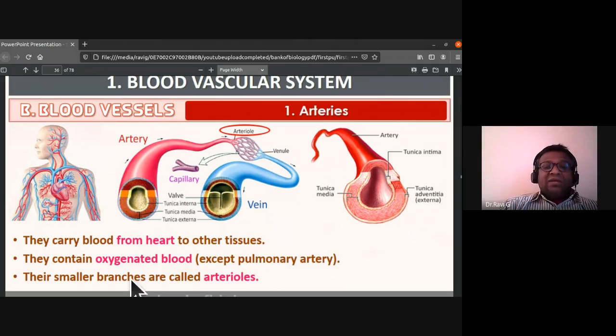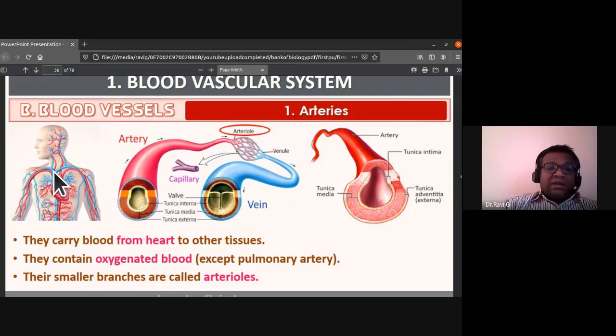They contain oxygenated blood except the pulmonary artery. The arteries carry the oxygenated blood from the heart to other tissues. The smaller branches of an artery we call arterioles. You can see the arteries carry blood from the heart to other tissues, and they contain oxygenated blood. All these red colored parts are the arteries with arterioles.